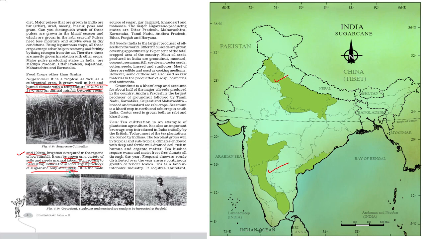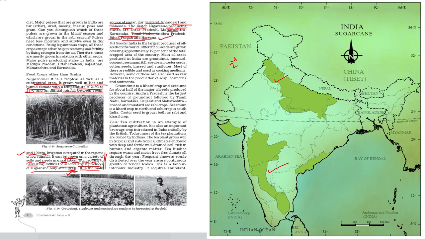Brazil, which is the sugar bowl. India is the second largest producer of sugarcane. So again, 1 mark question. You can underline this. It is the main source of sugar, gur, that is jaggery, khansari, and molasses. These are the byproducts which are made out of sugarcane. The major sugarcane producing states are Uttar Pradesh, Maharashtra, Karnataka, Tamil Nadu, Andhra Pradesh, Telangana, Bihar, Punjab, and Haryana.